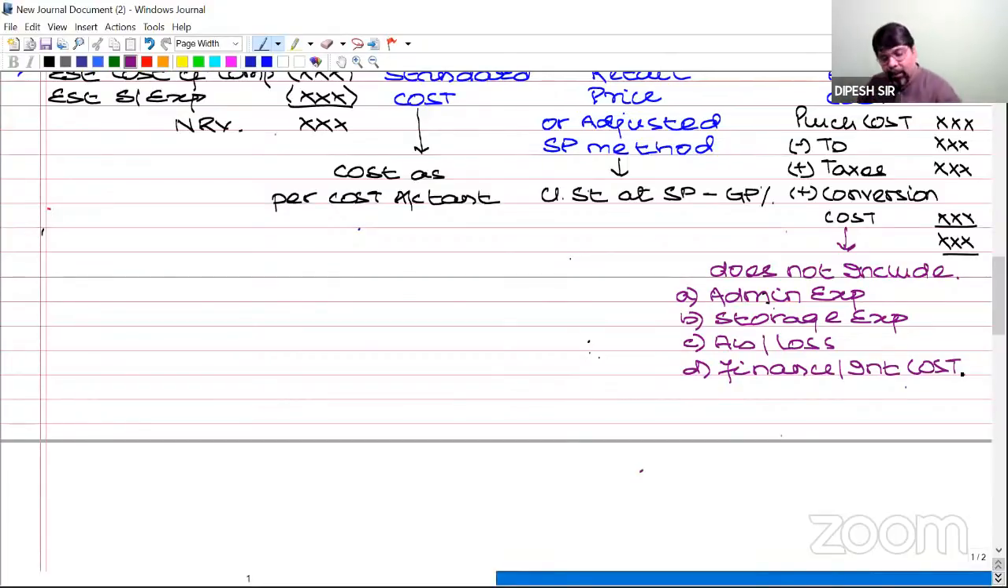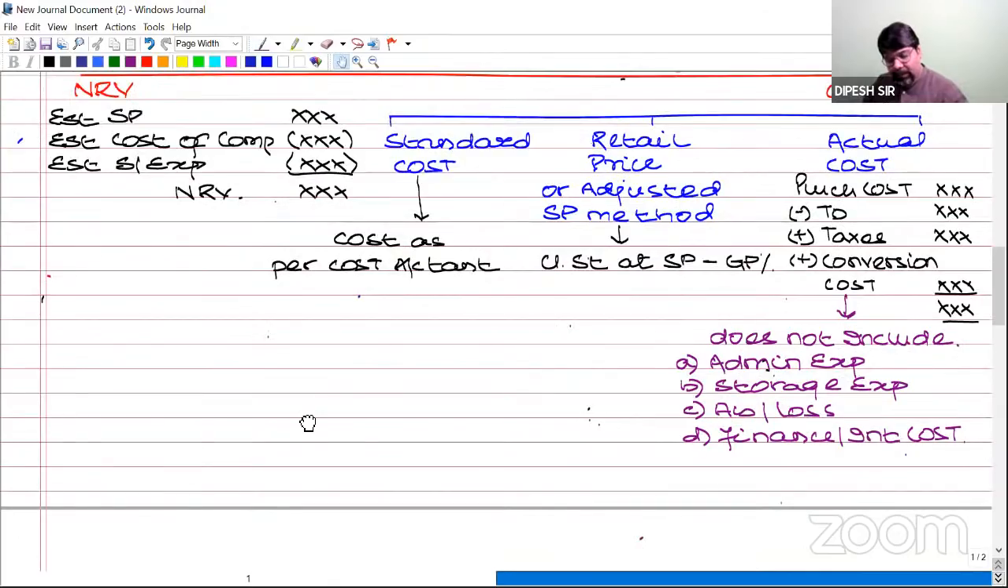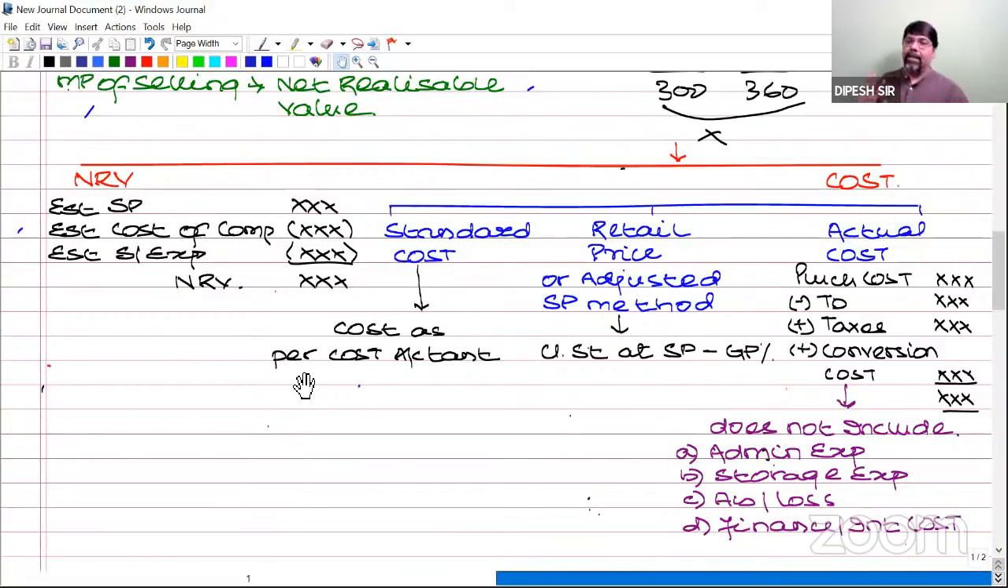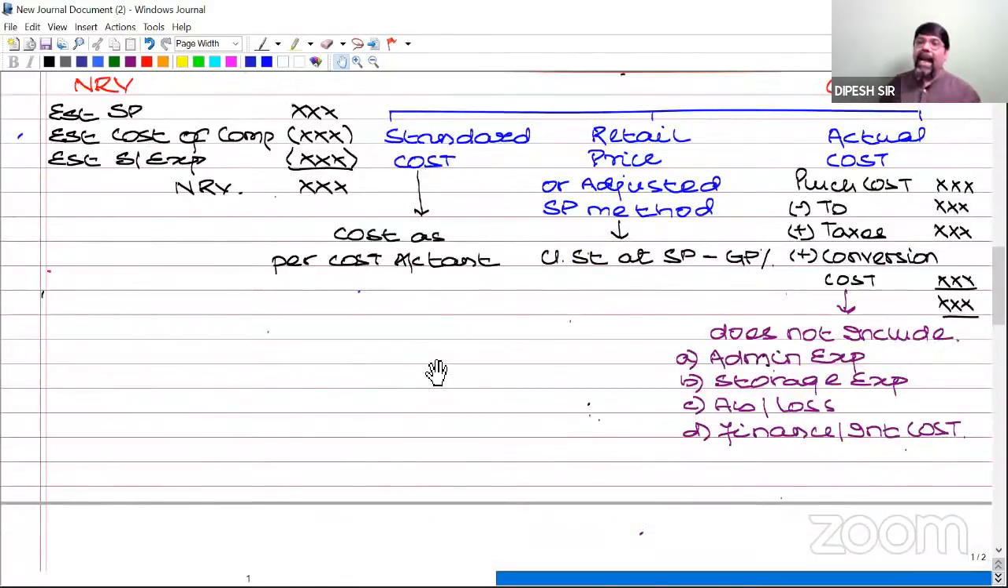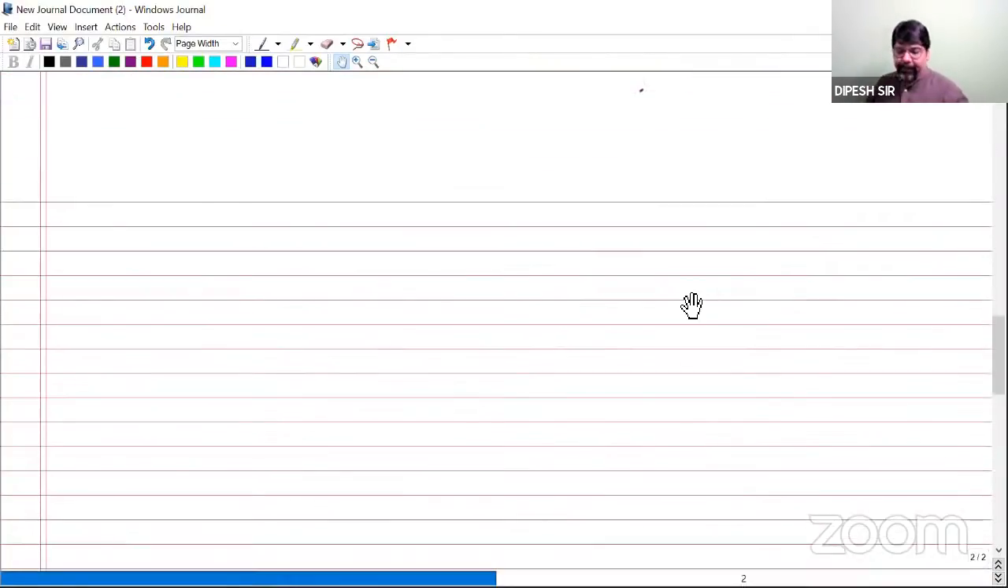Am I clear? So I hope, chartered, you understood the meaning of NRV and the cost. Cost can be calculated. First, you take the cost from cost accountant. Cost accountant not there, then selling price minus GP percent. But if there is no fixed selling price and no fixed GP percentage, then what do we do? We calculate the actual cost. Purchase cost less trade discount, add non-refundable taxes, add cost of conversion, and cost of conversion does not include this. Now, chartered, let's do an example on retail price.